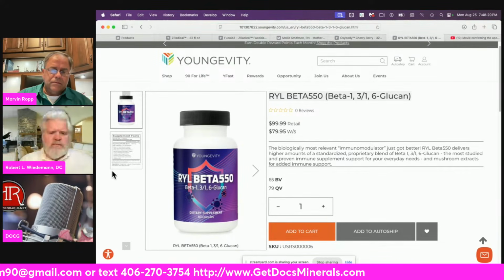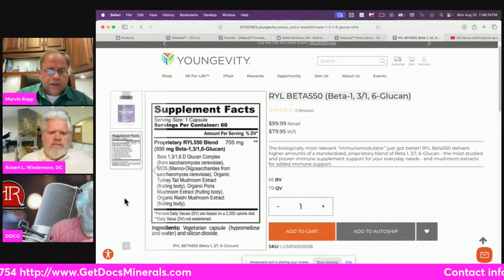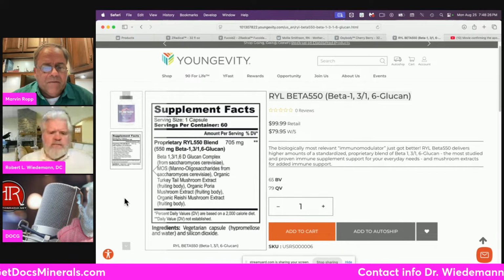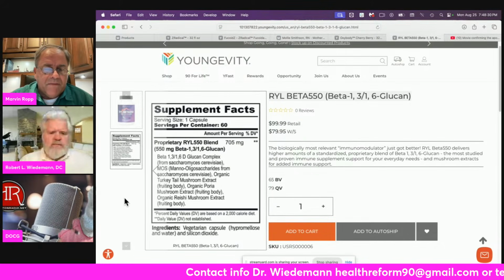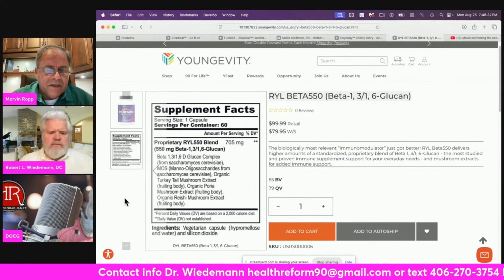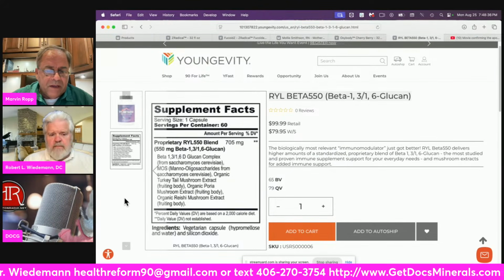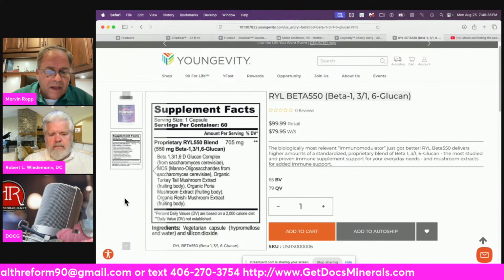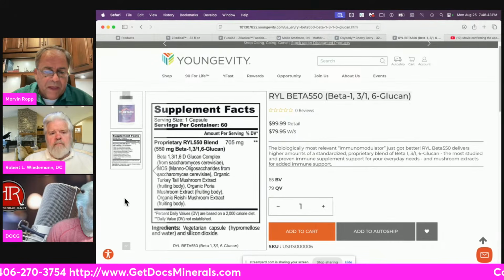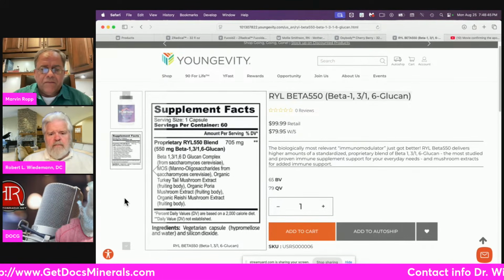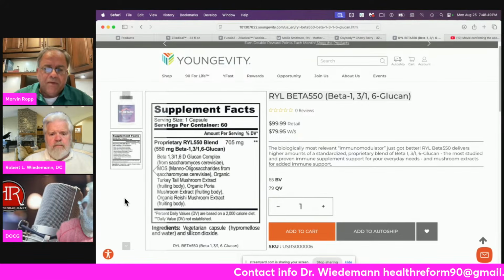I don't know much about mushrooms and stuff like that. Here's a list of the proprietary blend, 705 milligrams of this stuff, and there's a whole list of things in there. As you can see, there's organic turkey tail mushroom extract. There's just a whole bunch of stuff in there. You can see for yourself. But as I said, this is just one of a handful of products that we have to support and promote the immune system.